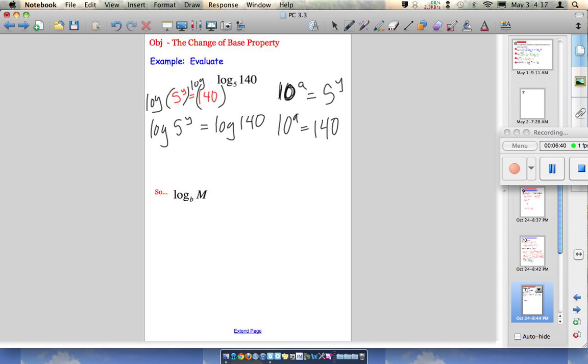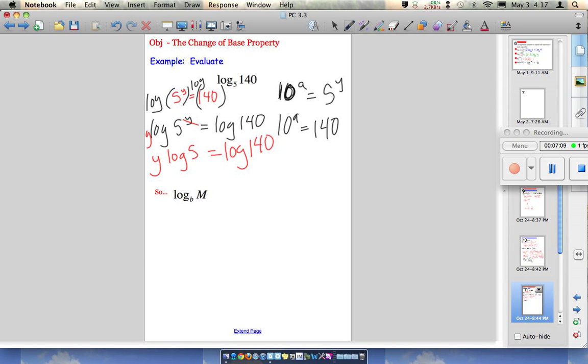Log of 140 is a value that's in my calculator. I can figure out what that value is by punching it in. But the left-hand side, I still have that y there. And remember, my goal is to find y. But look at what I can do. I can use the power rule to drop the y out in front and get it out of the inside. So this left-hand side is really y times log of 5. And that equals log of 140.